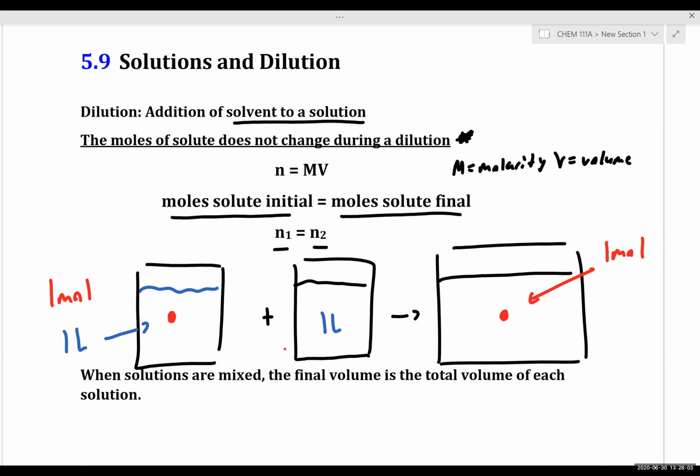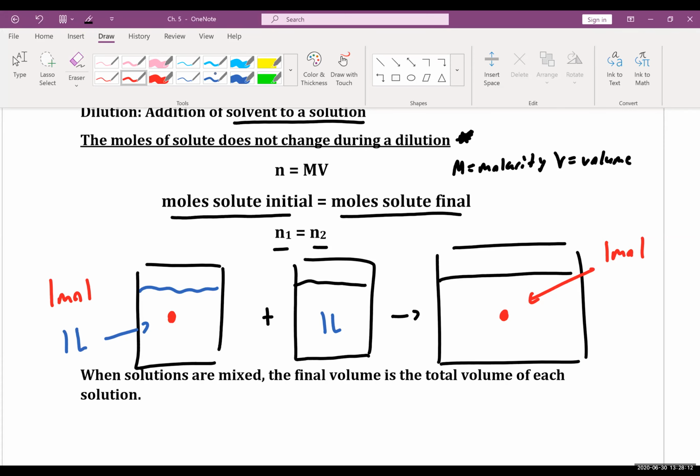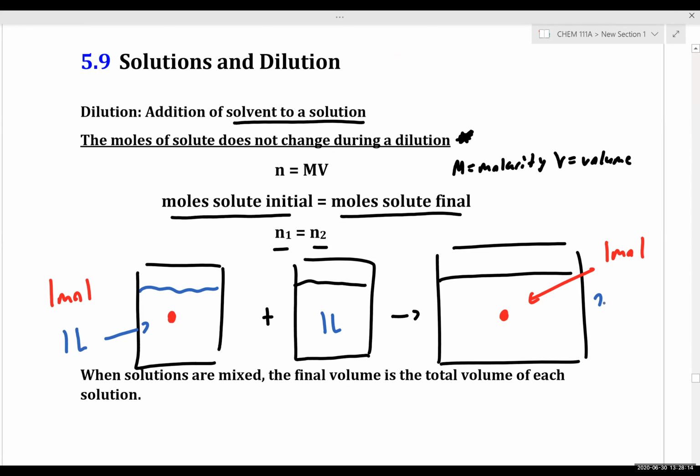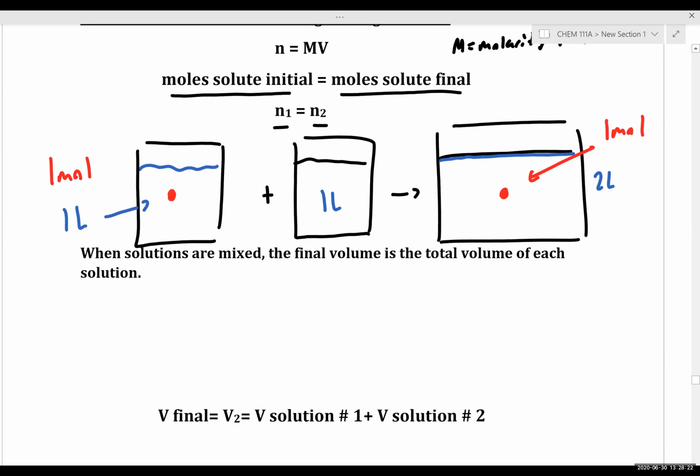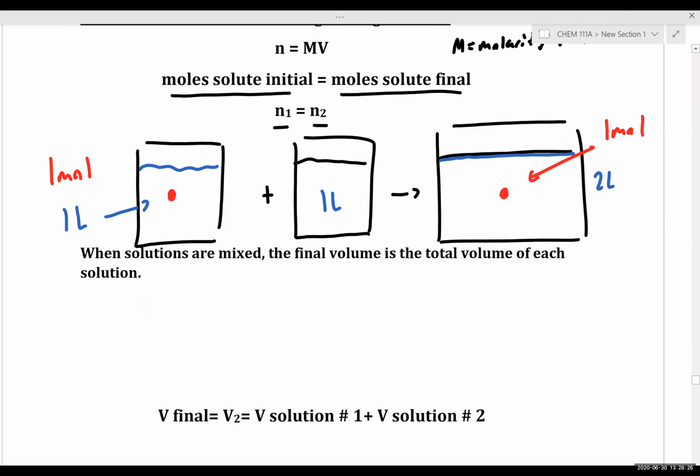So looking at this picture of our dilution schematic, as we can clearly see, our moles of solute does not change. We didn't add any additional solute. So we have 1 mole of solute in 2 liters of solvent now. Additionally, when solutions are mixed, the final volume is the total volume of each solution.